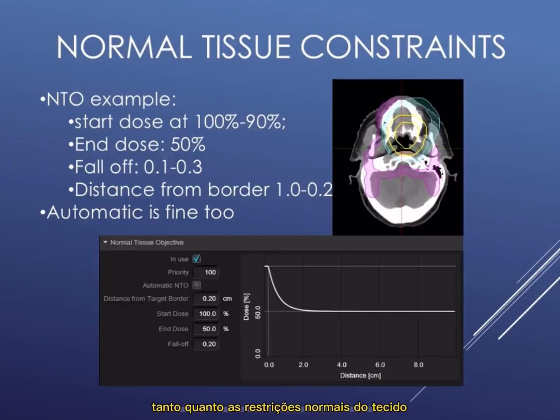As far as normal tissue constraints, these are some of the things that I've seen in clinic where you want to have that fall off if you don't want to use the rings or the shells. And the distance from the border is about 1 to 2 millimeters. And you can also use automatic.